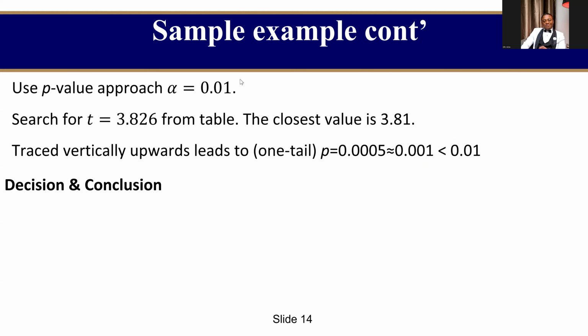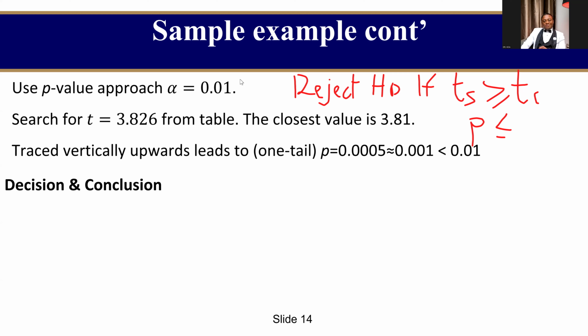Should I write it down for you? Reject the null hypothesis if the test statistic is greater than or equal to the critical value, or the p-value is less than or equal to the alpha. That's it. Write it down. This is when you reject the null hypothesis.